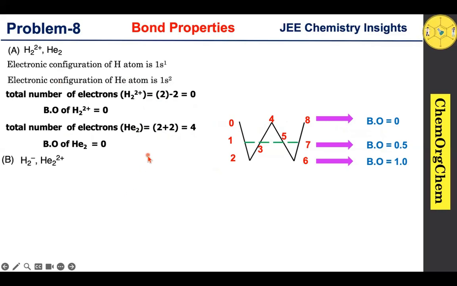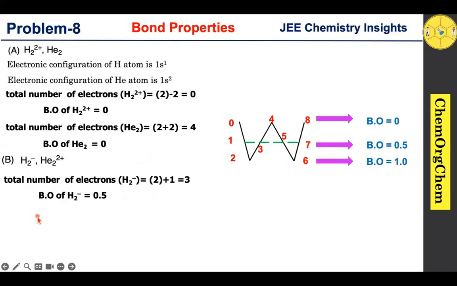Next, moving on to our second option, which is H2 minus and He2 2+. Let's calculate the total number of electrons present in H2 minus. Here there are two hydrogen atoms, so 2, and the negative charge adds 1 electron. So 2 plus 1 equals 3. 3 is here. The bond order of H2 minus is 0.5.